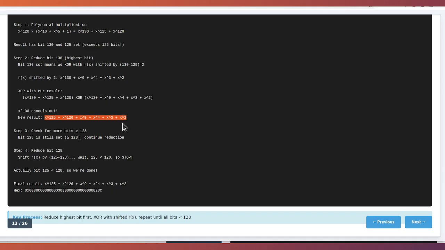Now we check again. The highest bit is 125, which is less than 128, so we're done. No more reduction needed. The final result is x to the 125th plus x to the 120th plus x to the 9th plus x to the 4th plus x cubed plus x squared. This demonstrates the complete reduction process when we have overflow above bit 128.